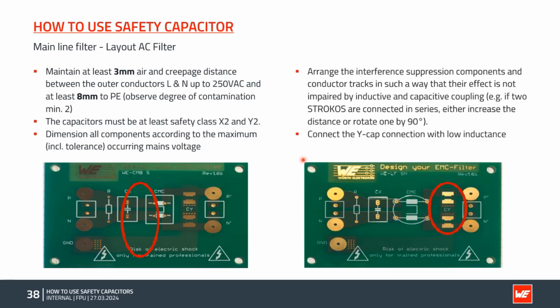For the placement, it should be very low inductance, especially for the Y capacitors, because the lower the inductance, the better performance you have. And when you have to place more, maybe a two-stage filter with two common mode chokes, then please check how you place them, because they can also influence each other. One hint would be to increase the distance when you have the possibility, or at least rotate the product by 90 degrees.